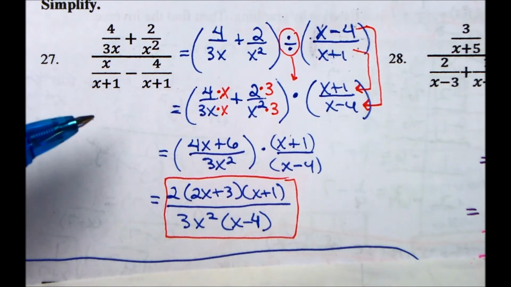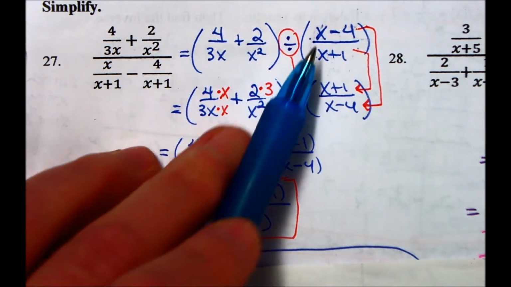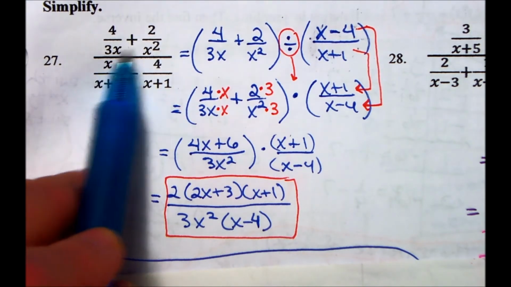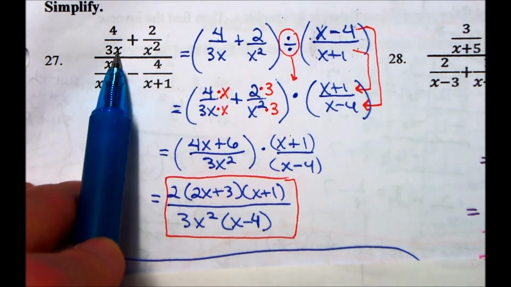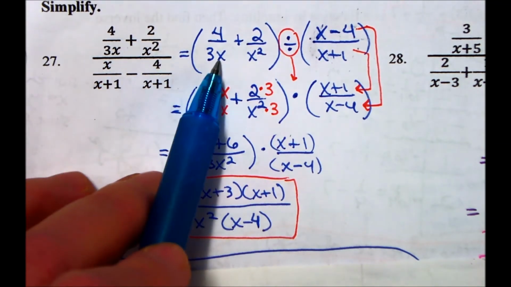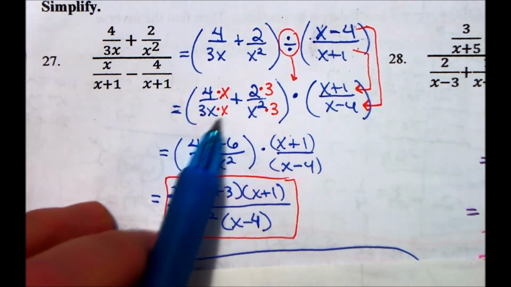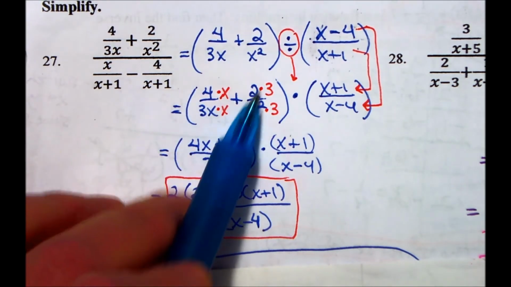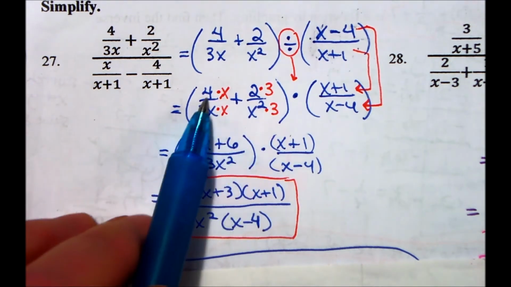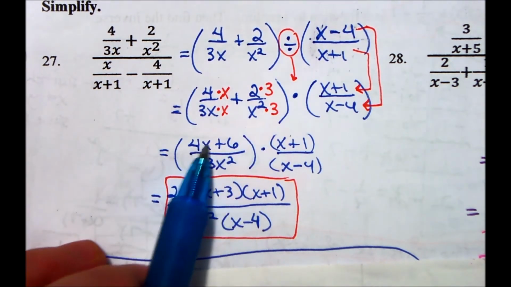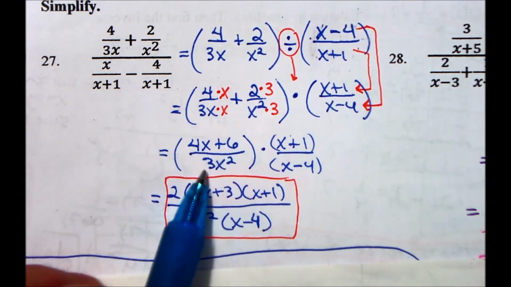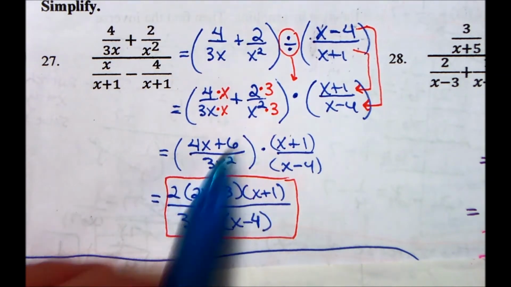So let's see. Oh, okay. I'm just looking, how would I get this? So the 3x and the x squared are not like the same denominators. They're not the same denominators. So if I multiply the first fraction by x, that will give me the x squared that I need to match that x squared. But this fraction needs to be multiplied by 3. So the 4 times the x would be 4x, the 2 times the 3 would be 6, and then the 3x squared would be my denominator.